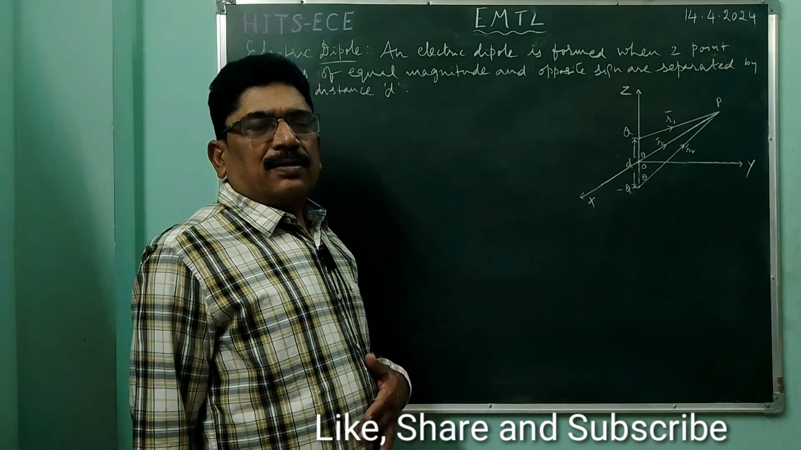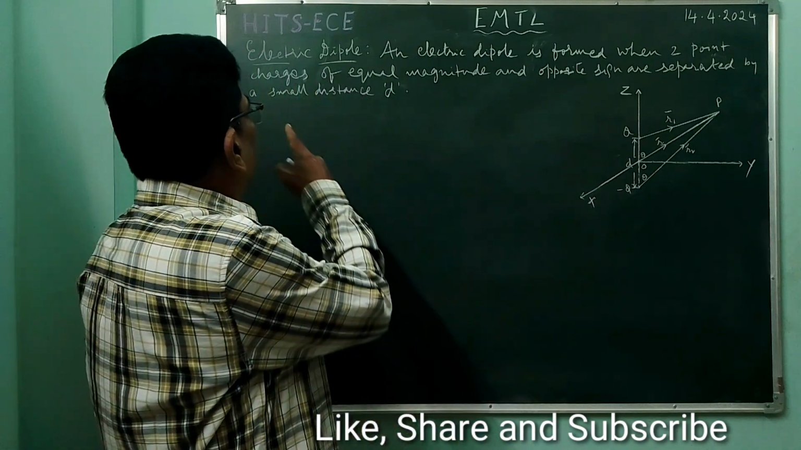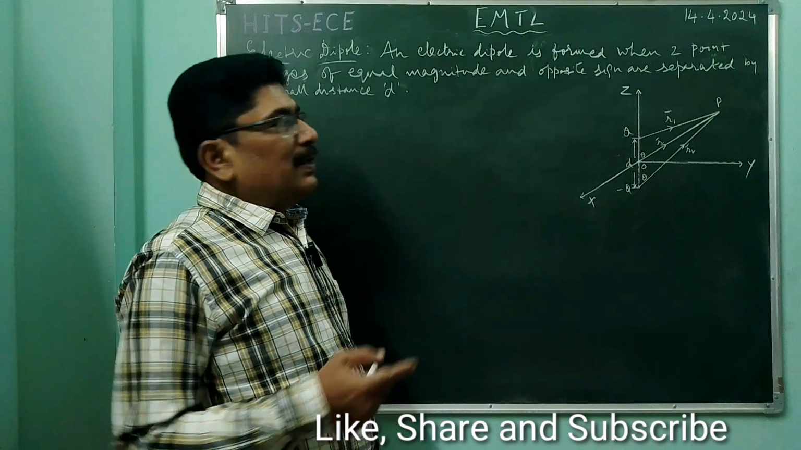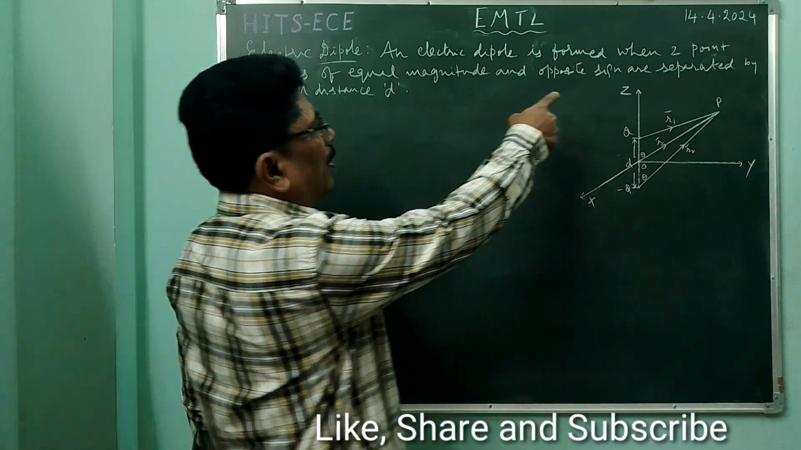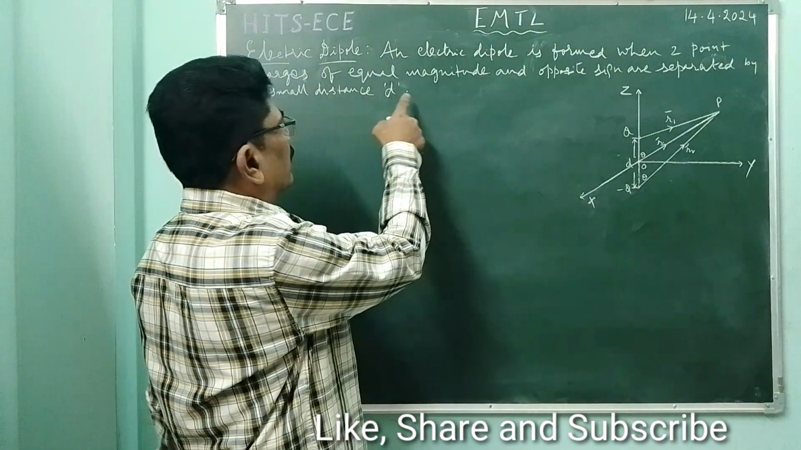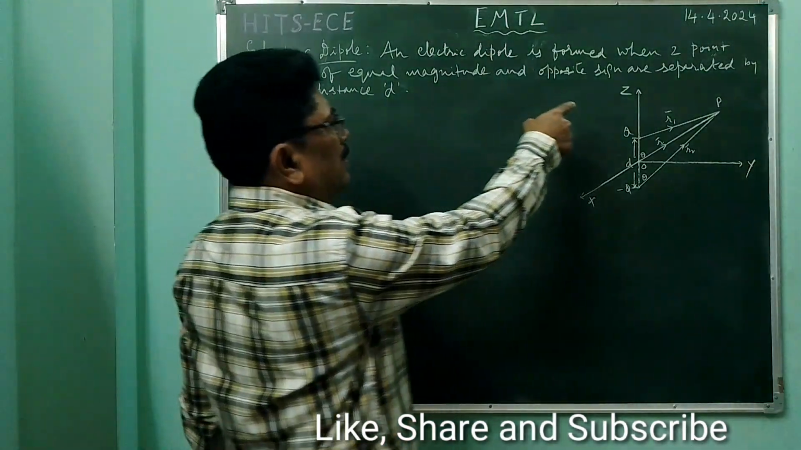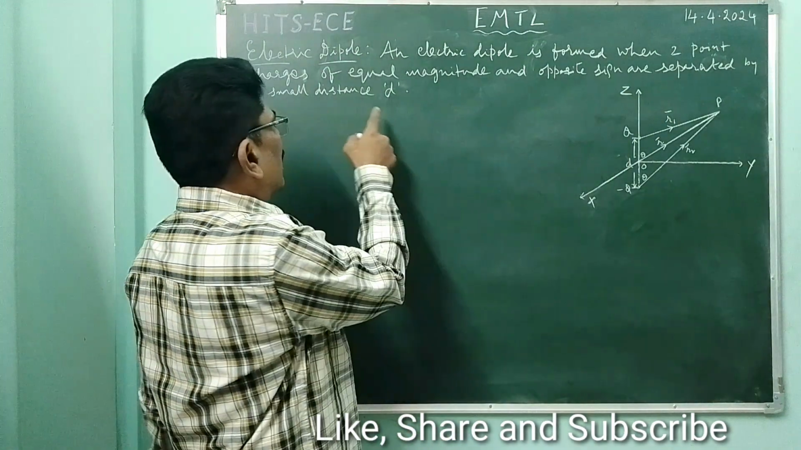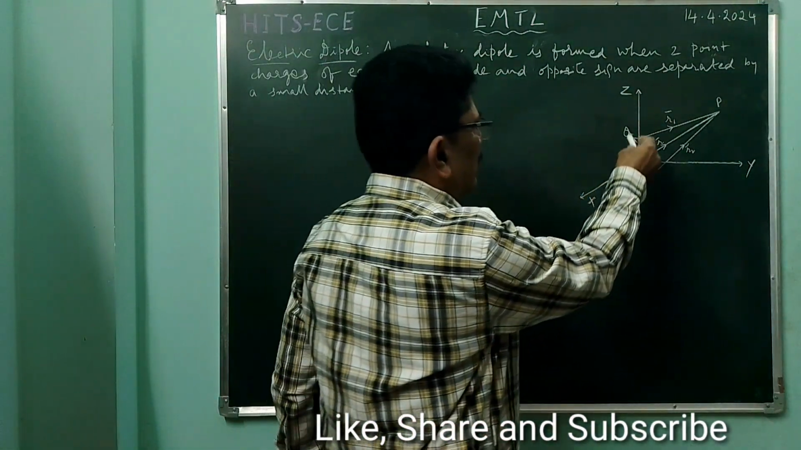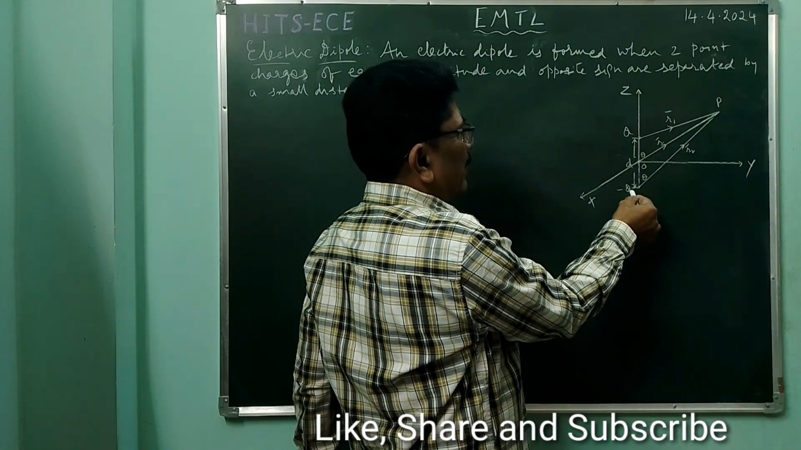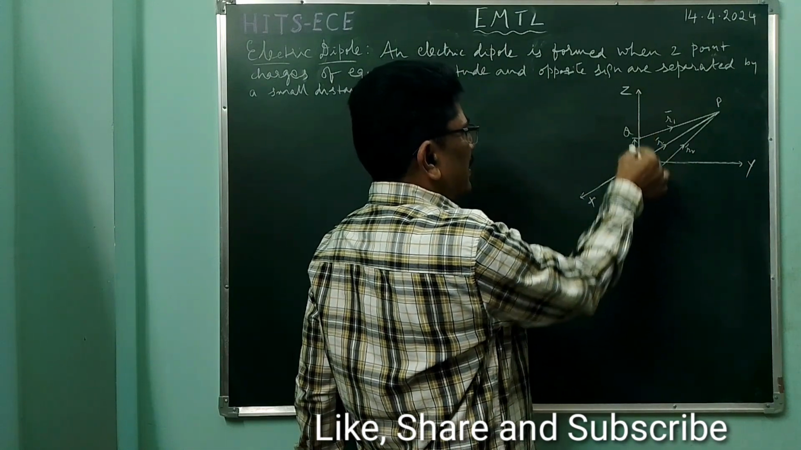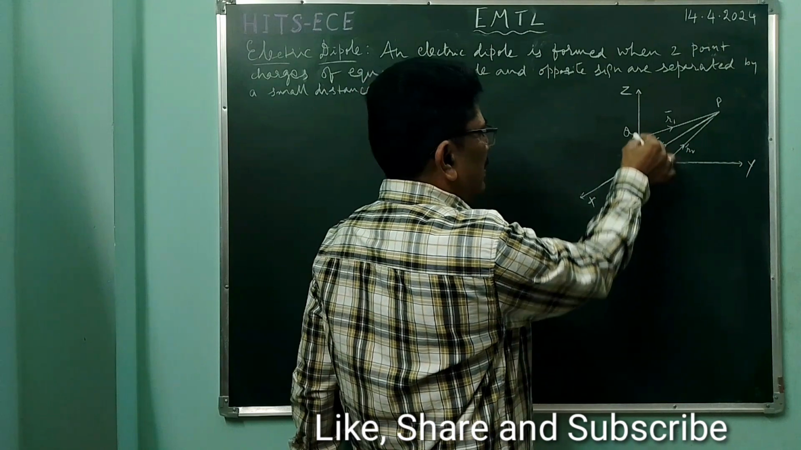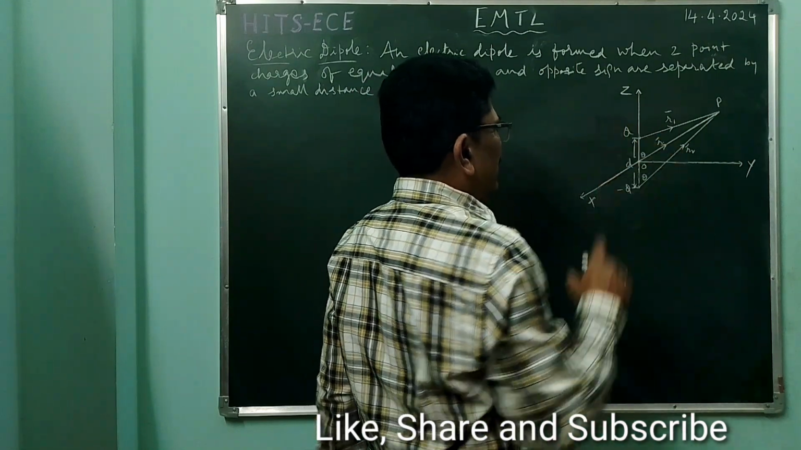In today's class, we'll cover electric dipole. It is defined as follows: an electric dipole is formed when two point charges of equal magnitude and opposite sign are separated by a small distance d, as shown in the figure. This +q and -q are of equal magnitude, but their sign is opposite. This is called a dipole separated by distance d.